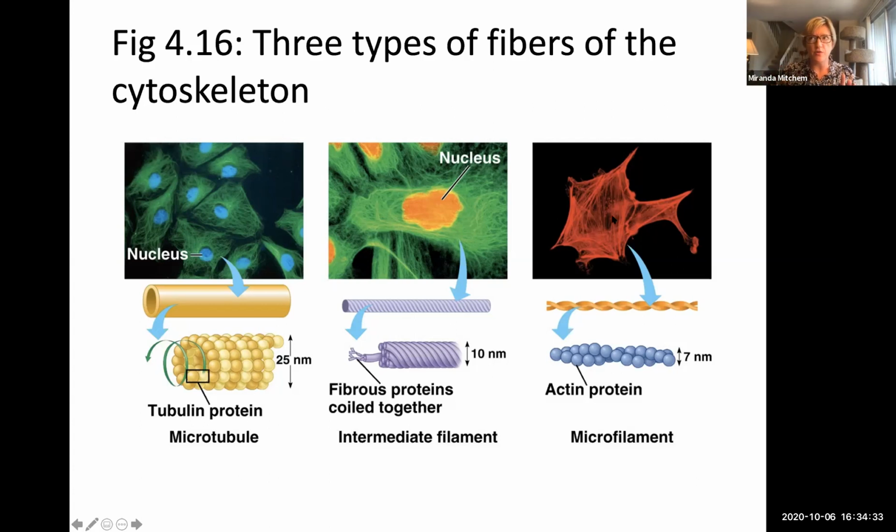So different proteins have different structures, and they have different functions. But overall, the cytoskeleton provides structural support and integrity to the cell, while also allowing for the anchoring of materials and movement of others.